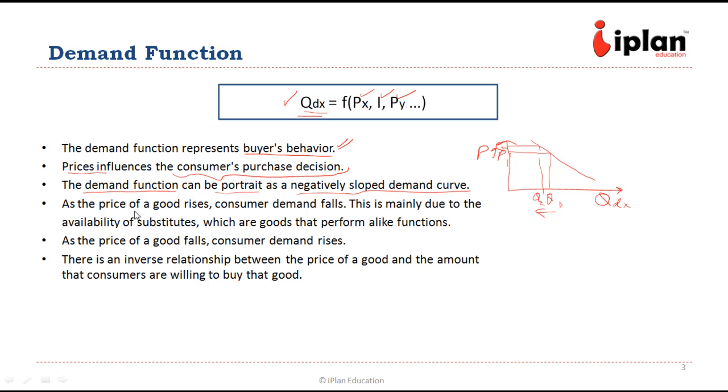So if the price of a good rises, consumer demand falls. This could be due to various reasons like availability of substitutes. If the price of one commodity is rising but there is some other substitute which is available, then consumer might just switch to another product. And similarly, if the price of a good falls, then consumer demand might rise. They might want to consume more since it is available at a lesser price. So there is an inverse relationship between price and the demand, which is the quantity consumers are willing to buy.